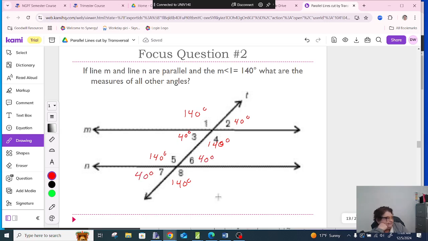Here we go. That's not rocket science, is it?